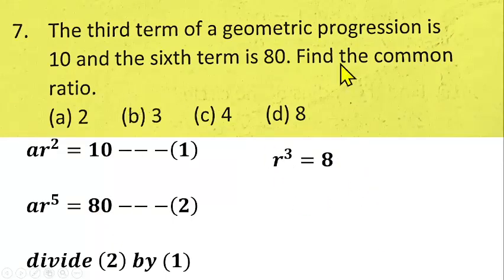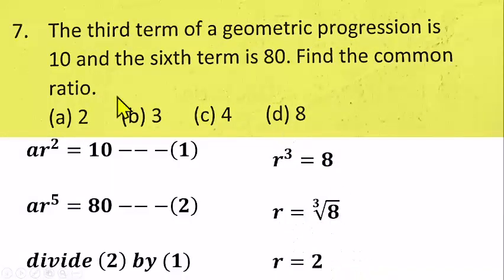So to get our common ratio, which is r, we find the cube root of both sides. The cube root of this gives us r. The cube root of 8 gives us 2. So the common ratio is 2, which is option A.